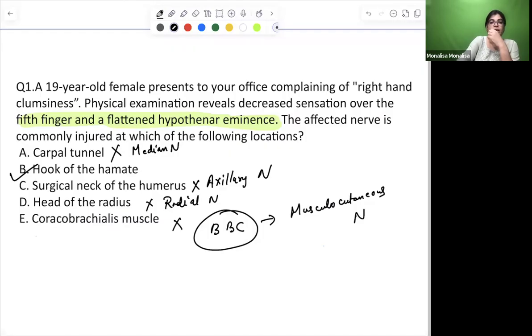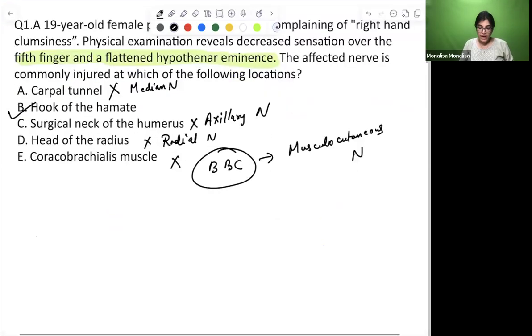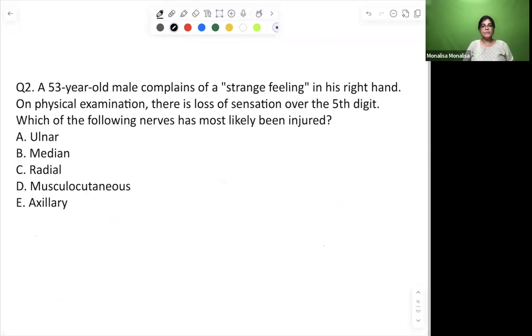Absolutely correct, everyone. Everyone is absolutely correct, my dear students. Now, can anybody solve the next clinical MCQs? These are all clinical MCQs.